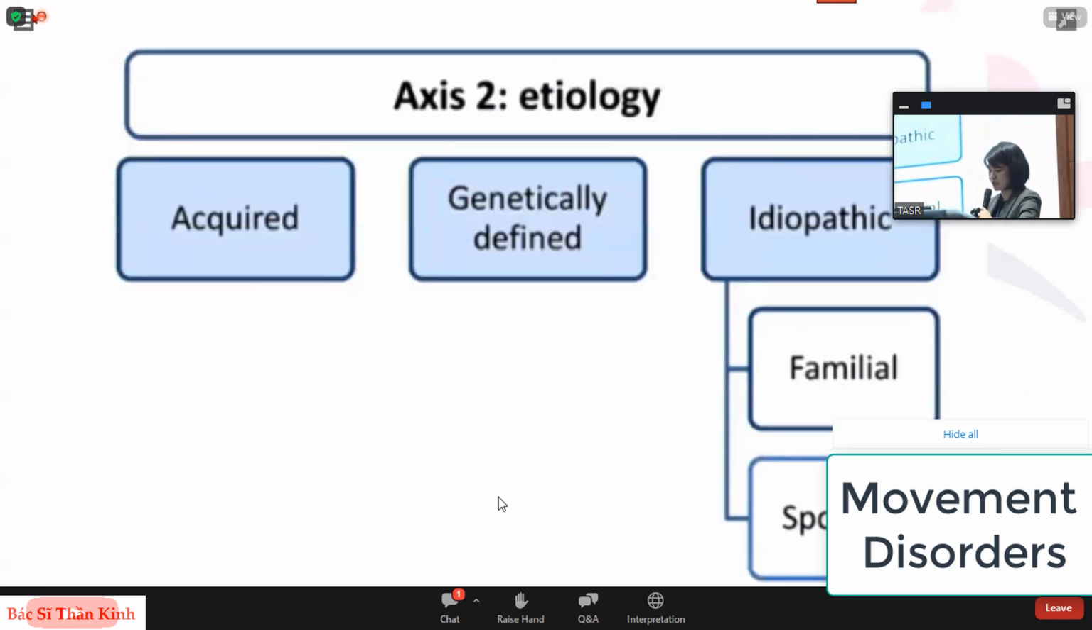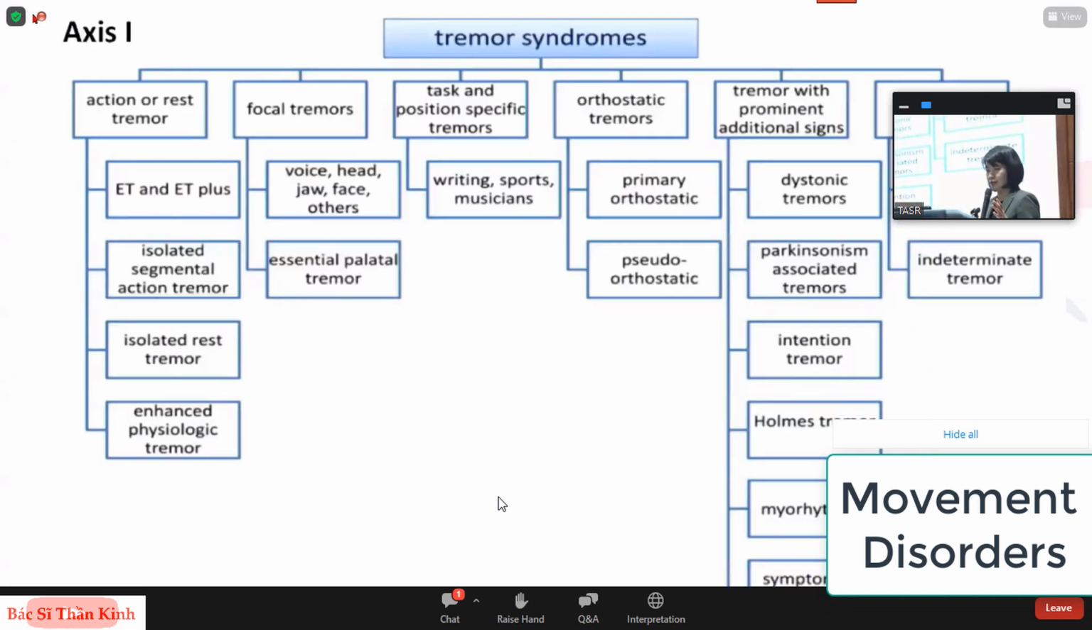And axis two is etiology, which is usually acquired or genetic, and also maybe idiopathic, familial, or sporadic. And when you get the information from axis one, you can then group or summarize it into the tremor syndrome.